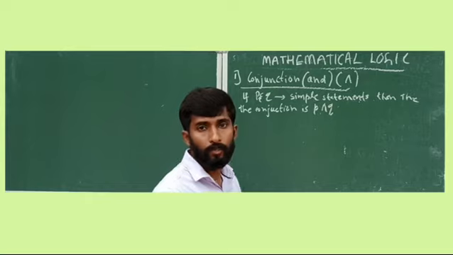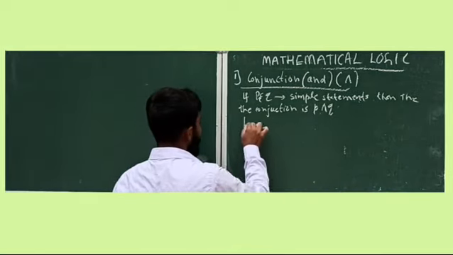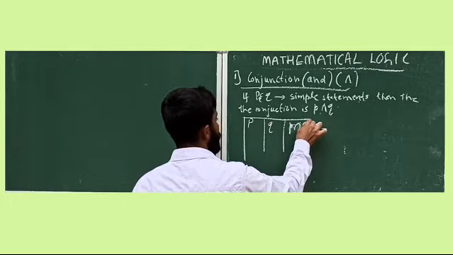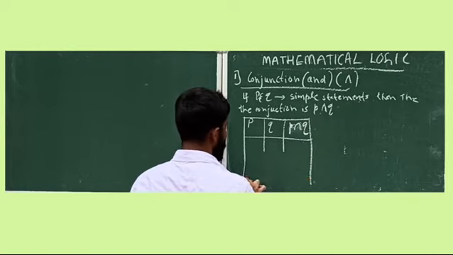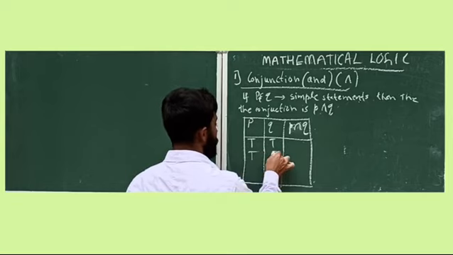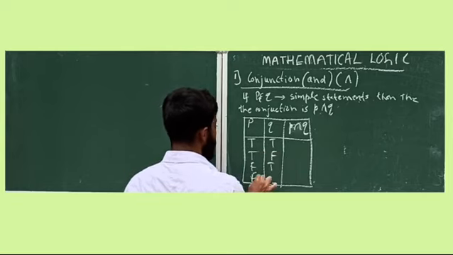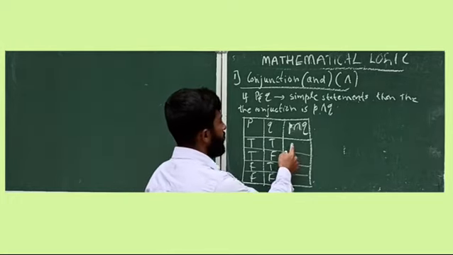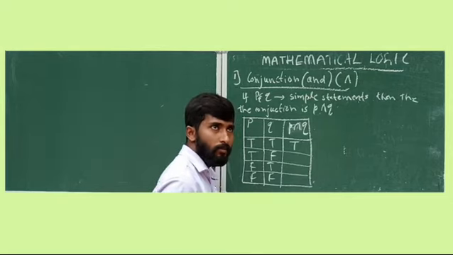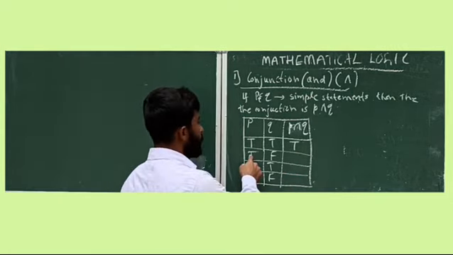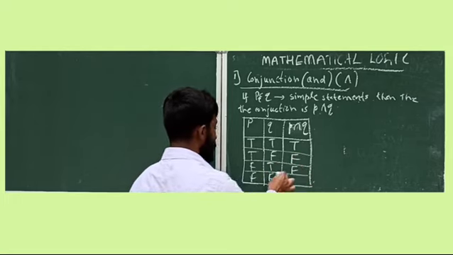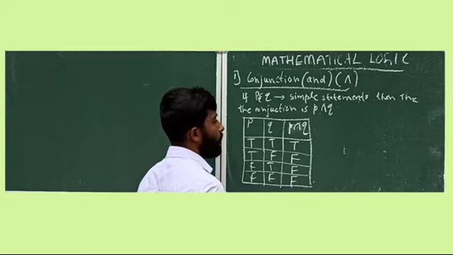Now see the truth table for conjunction. Here the columns are P, Q and P and Q. Here 4 truth value combinations are there: true true, true false, false true, and false false. In "and", true true is true. That means the first statement is true, the second statement is true, then the third value is true. True false is equal to false. False true, again it's equal to false. False false, again it's equal to false.